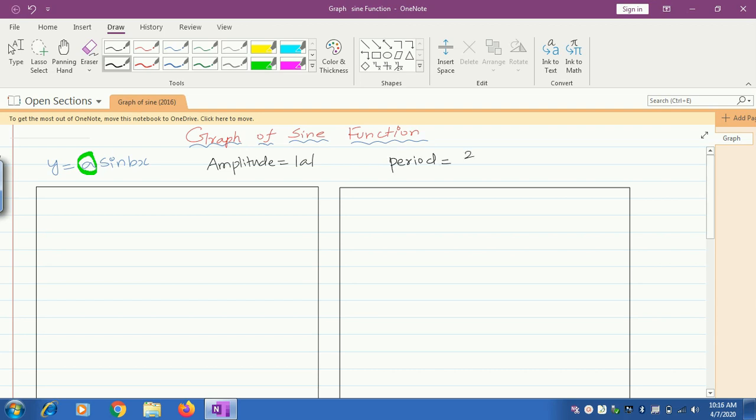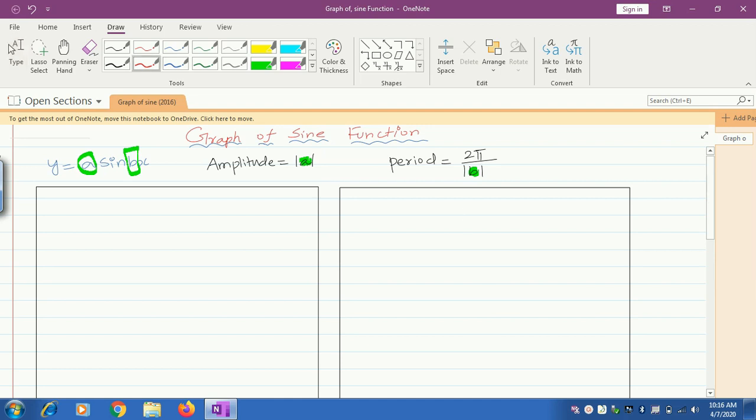period is equal to 2 pi over absolute B. So this is the coefficient we have here. So you have to write A here and then B here. So directly we go to the example.